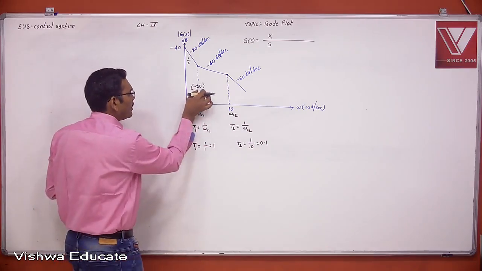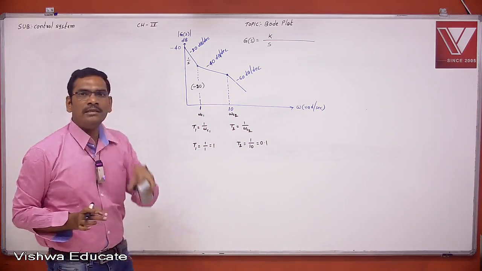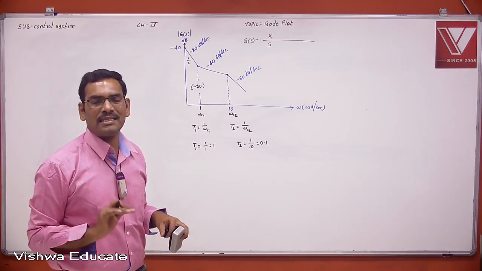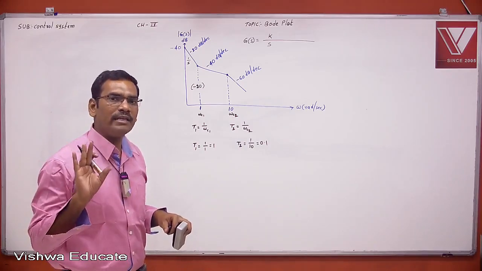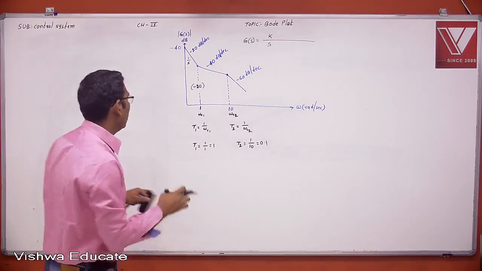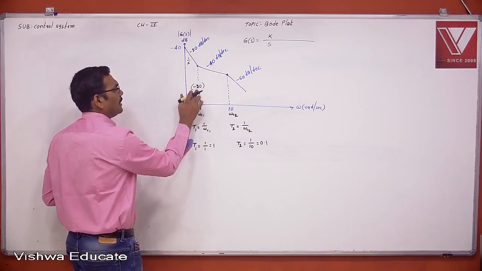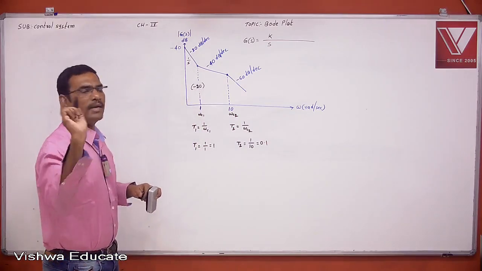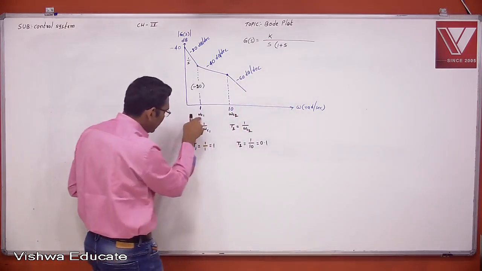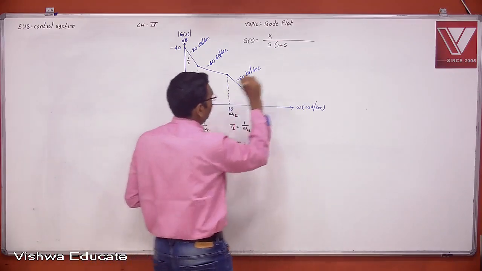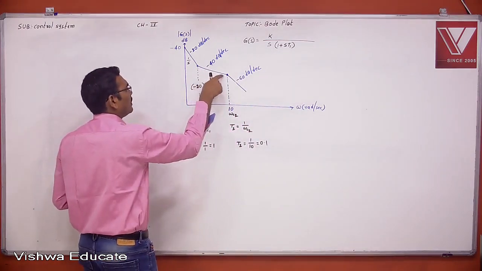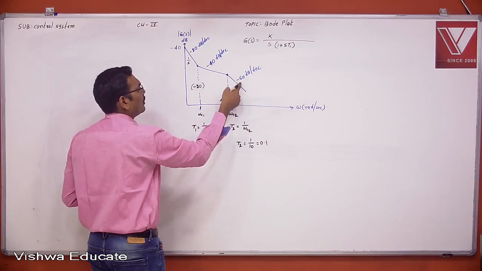Who will give minus 20 at a corner frequency? I am using the word corner frequency because at the corner frequency only a simple pole or simple zero is existing, in the form of 1 plus st. So at this corner frequency, minus 20 is produced by one simple pole, meaning denominator 1 plus st. This is omega c1, this is t1: 1 plus st1.